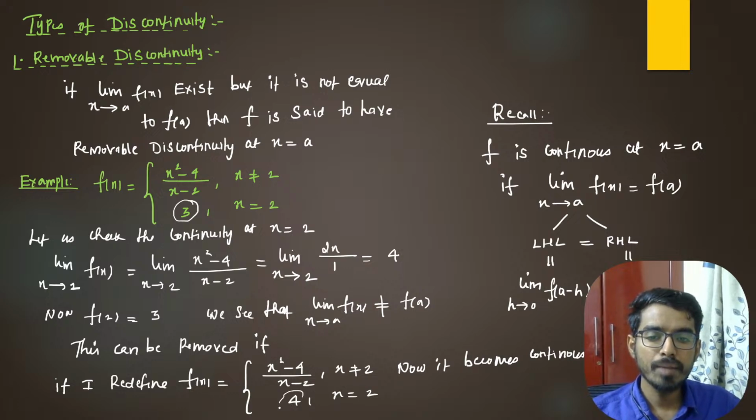What is the number I have replaced here? I have replaced it with the limiting value of this function.